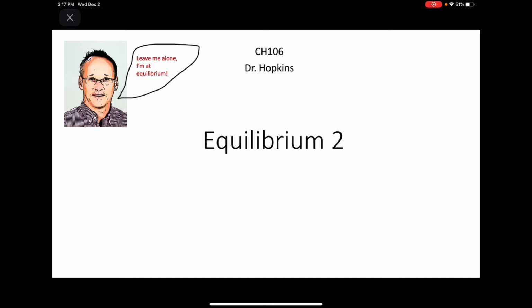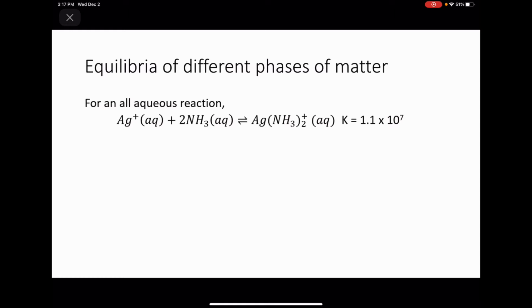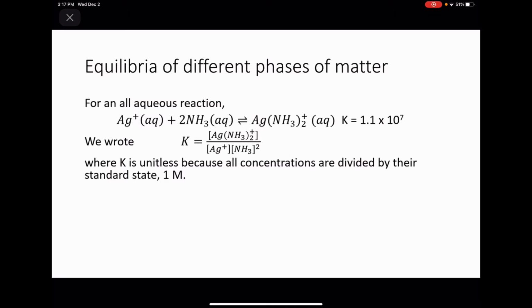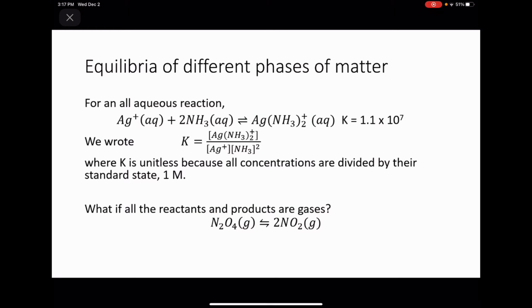Here we're continuing our discussion about equilibrium and using equilibrium constants. So the first thing we're going to discuss is the idea of an equilibrium with a different phase of matter. If we're not all aqueous, like this example we had before, where we have our silver and ammonia, we can write our equilibrium constant as such, which we did in the last video. In that case we used concentrations of molarity, everything divided by the standard state. So as a review, what if these reactants and products are actually gases?